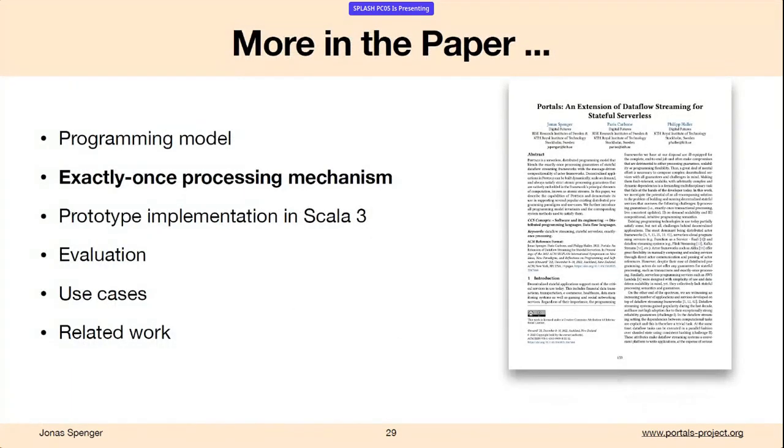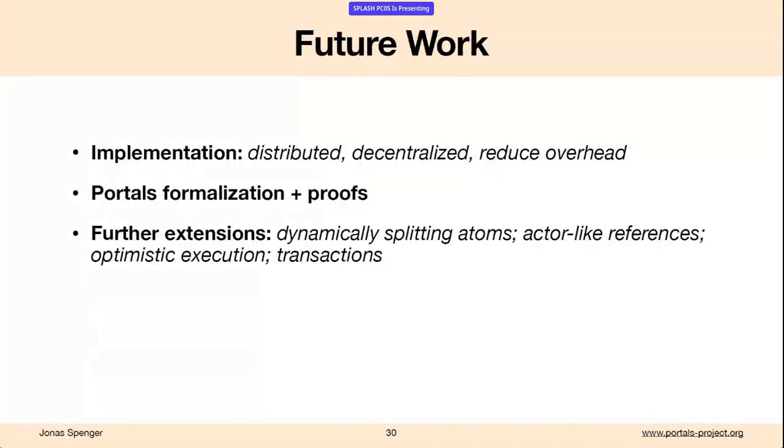In the paper, what do we have more? We have a very nice section on exactly once processing, if that interests you. We also implemented a prototype in Scala 3 and have evaluated it. We talk more about use cases and also a lot more about related work. So I suggest everyone here take a look if they're interested.